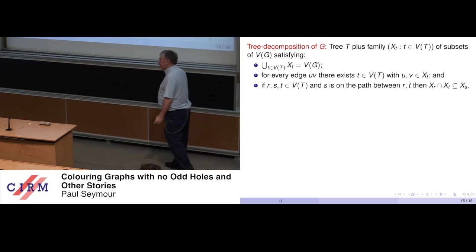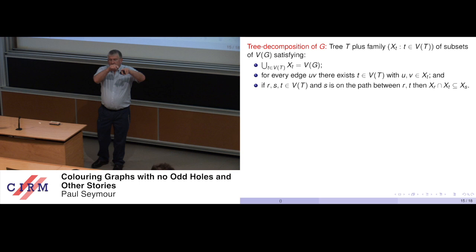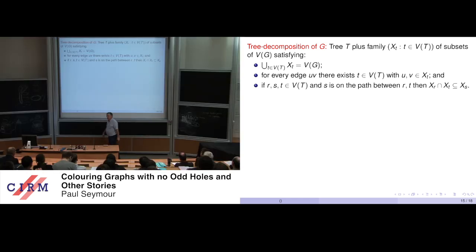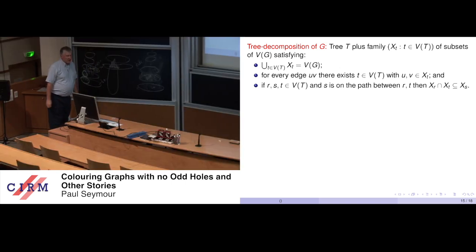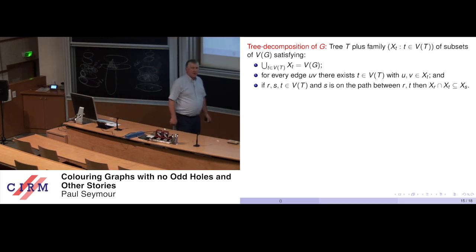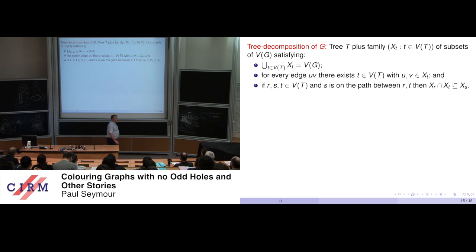The important thing is the betweenness condition, that when you have three vertices of the tree in order on some path, then any vertex in the first bag and the third bag also belongs to the second bag. And every edge has both ends inside one of the bags. This is a tree decomposition. So normally, this comes up when you're talking about tree width, and you care about the size of the bags. But I wanted to think about something different.